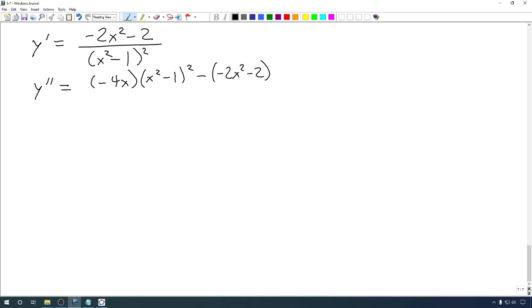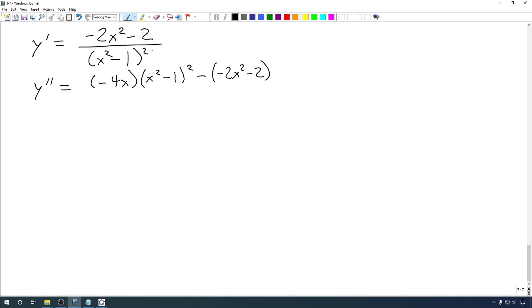Now, the derivative of the bottom is going to be a little bit tricky just because we have a square of something that's not just x. So we're going to have to actually use the chain rule here, unless you want to go ahead and expand this thing out. And it turns out expanding it out is going to make it a little bit more complicated to simplify our result. So I'm going to use the chain rule here.